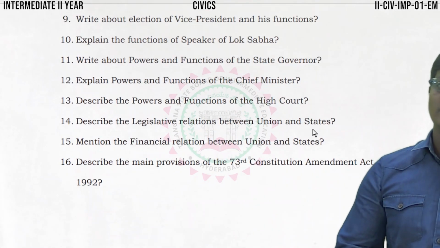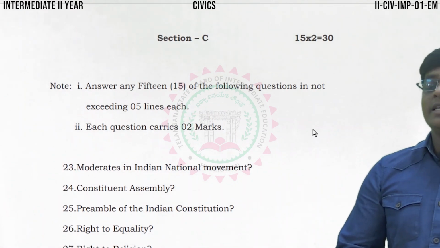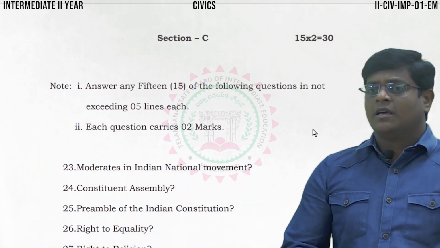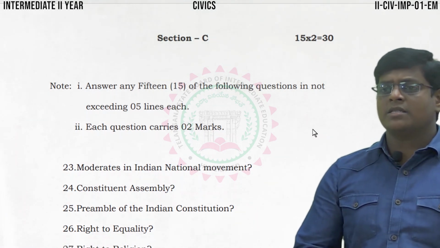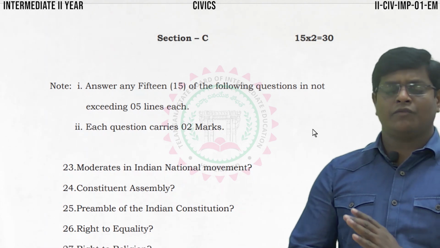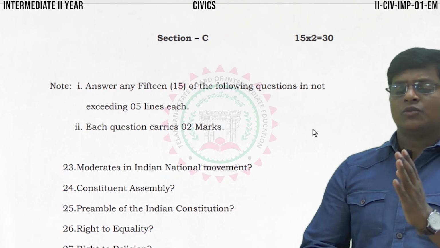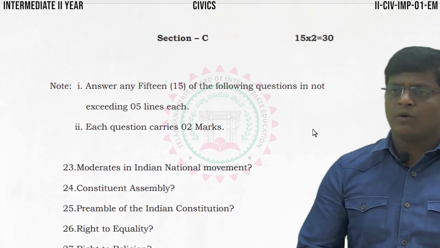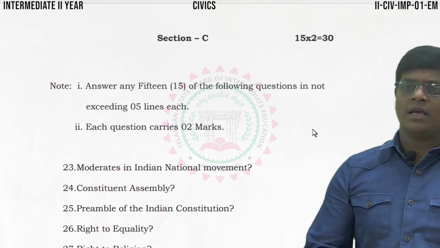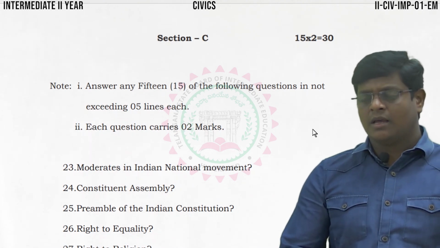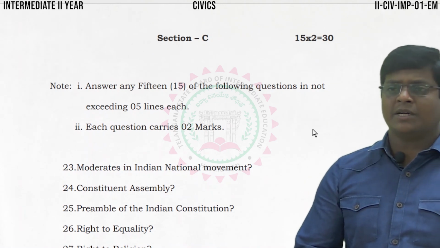Then go to section C. This contains the 2 marks questions. Previously, this section contained 20 questions, out of which we had to choose 15. But this time, they allotted 25 questions. Out of them, we have to choose 15, 2s are 30 marks. Have a look at the important questions from the model paper officially released by the Board of Intermediate this time.